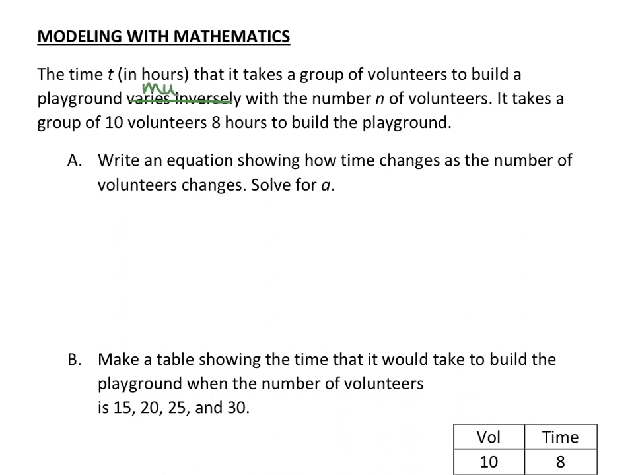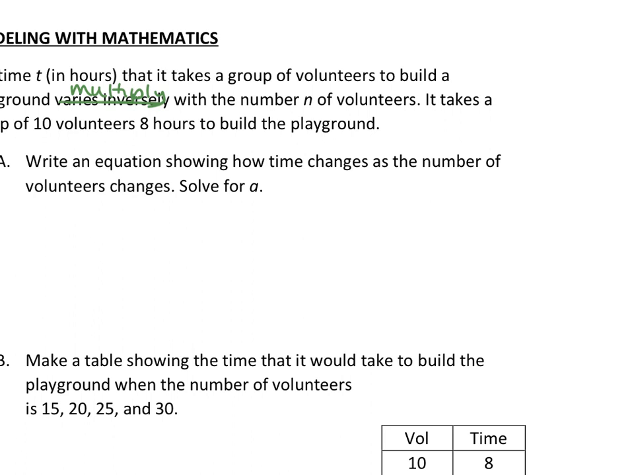Multiply. So I'm going to be multiplying the hours with the number of volunteers. Okay. It takes a group of 10 volunteers 8 hours to build a playground. Part A says, write an equation showing how time changes as the number of volunteers changes. Solve for A.